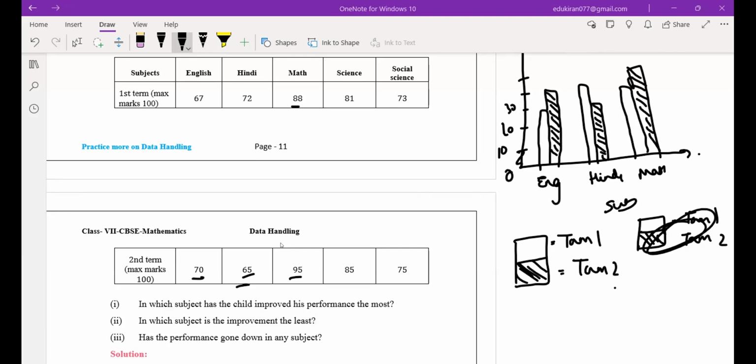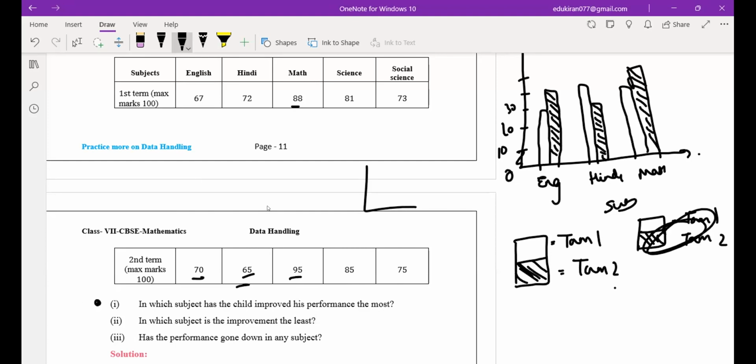Okay, ma'am. So the question itself is the one I gave as homework as well, the question for a double bar graph. First, you will make a double bar graph like this. Then the first question says, and listen to me, both of you, because this is how you have to answer the questions: in which subject has the child improved his performance the most?